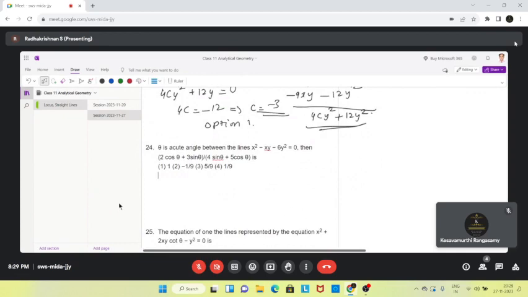Now, if theta is the acute angle between the lines x square minus xy minus 6y square equal to 0. Okay, so this represents two lines, right? So we can simply find out those lines by factorizing. So when you factorize, you get, so this is minus 6, so minus 3 into plus 2. These are the two lines. Okay. So now what is the angle between the two lines?